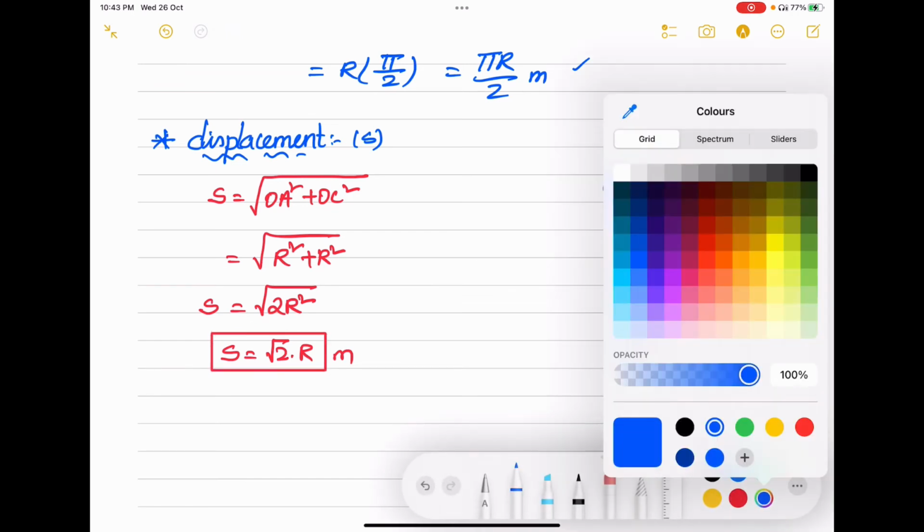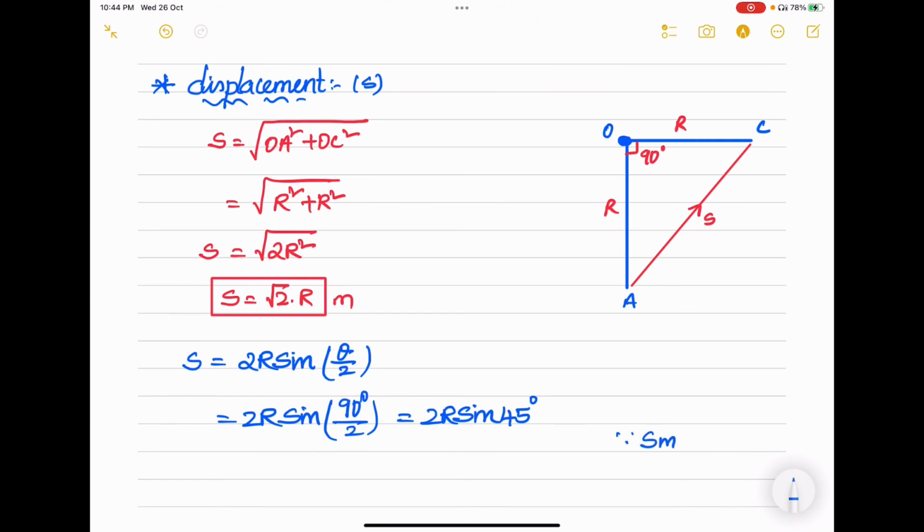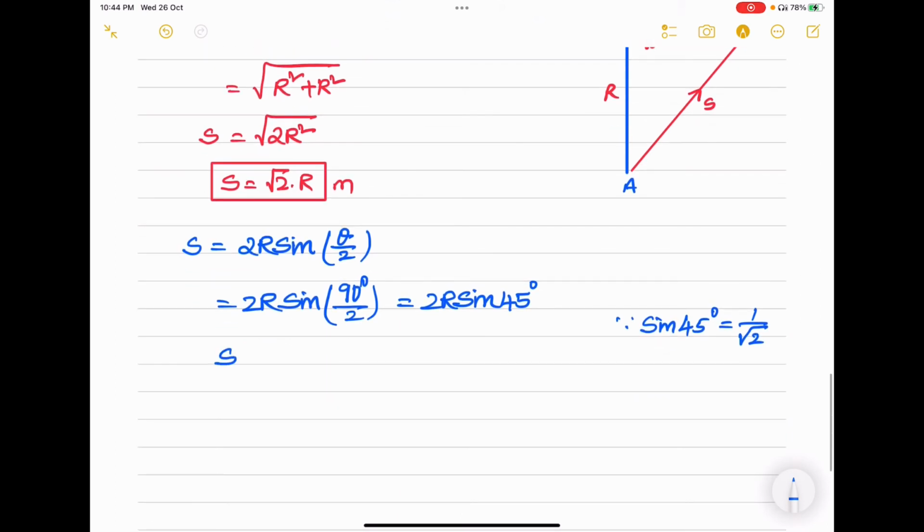Now let us see the displacement based on our formula. What is the formula we have? S is equal to 2r sine theta by 2, and that is equal to 2r sine theta, assumed as 90 degrees. So 90 degree by 2, which results in 45. So 2r sine 45 degree. Since we already know sine 45 degrees is equal to 1 upon root 2, substituting in the given, S is equal to 2r into 1 upon root 2, which results in cancellation to be root 2 times r meter. Again, it is clear that the answer is same in both the cases.